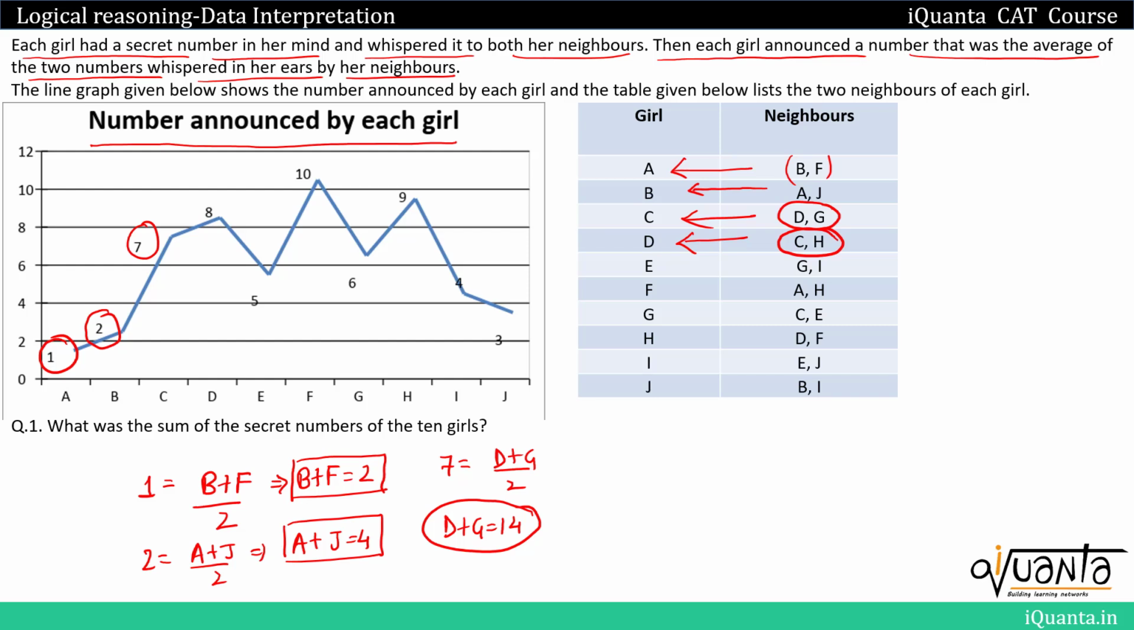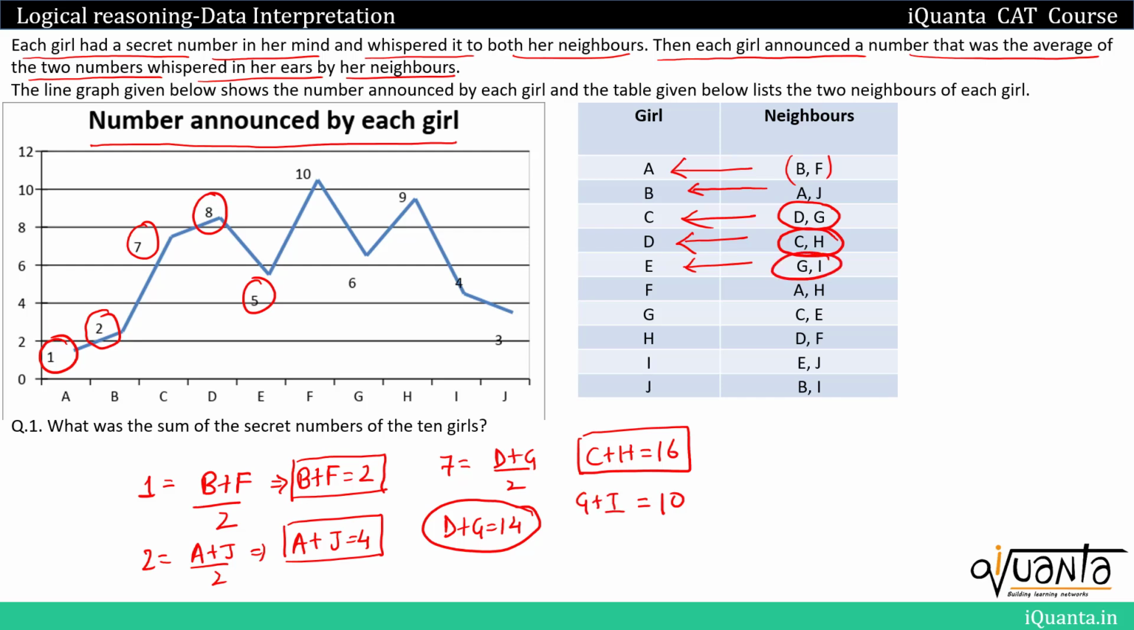So if we form the equation for D, then what is the number announced by D? It is 8. So 2 into 8 will be the sum of C plus H. So C plus H will be equal to 2 into 8, which means 16. This is another equation that we have. Then for E, what is the number announced by E? It is 5. So 2 times 5, that means 10. That will be equal to the sum of G and I from the table.